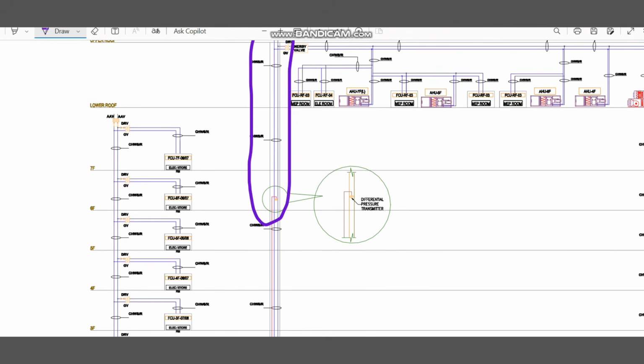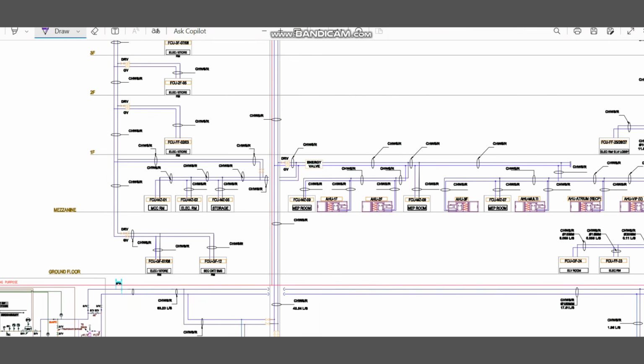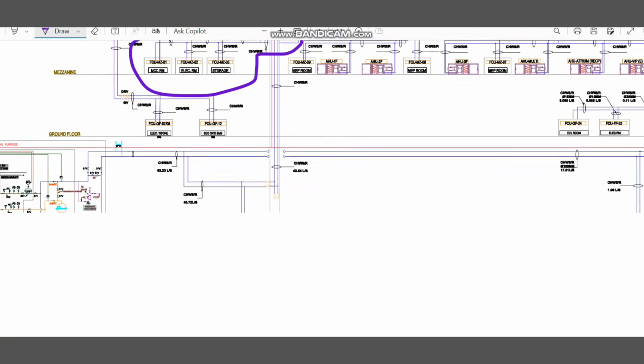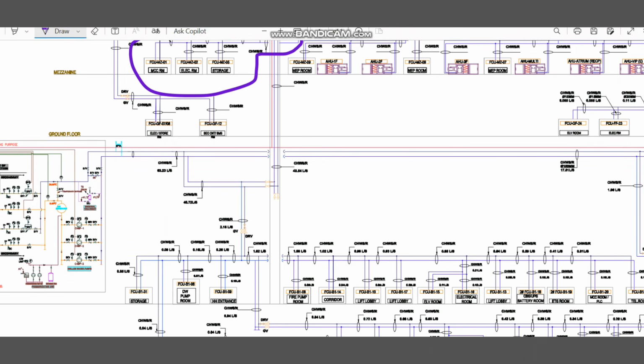And similarly, if you go down, you can see this tapping line. The tapping point is here, which is going to this point. So this is the tapping line and also the header line. The header line means near the pump. So the pump's discharge header is there, that line.